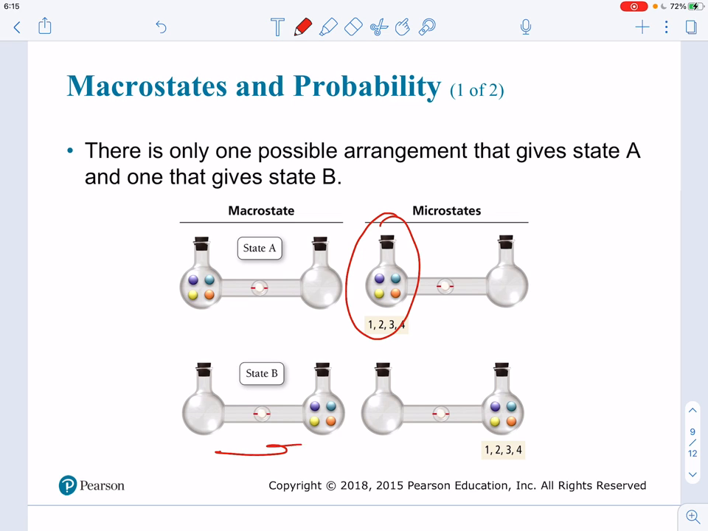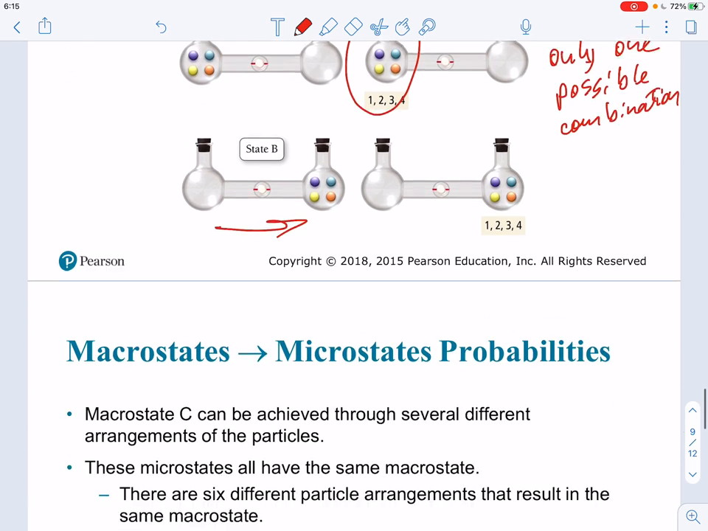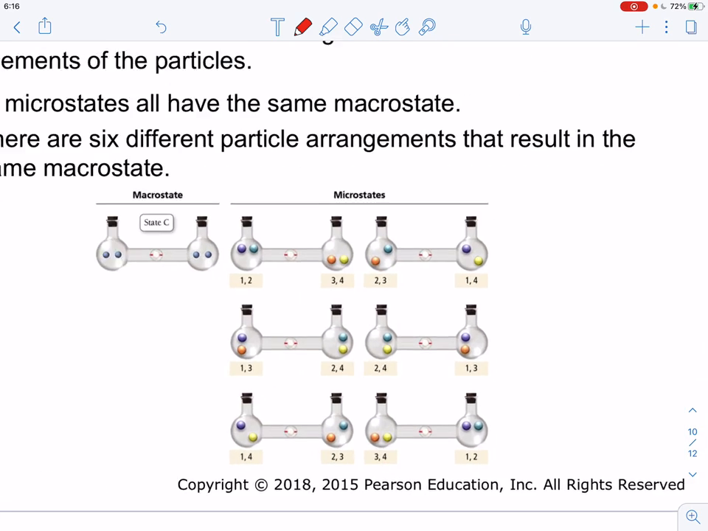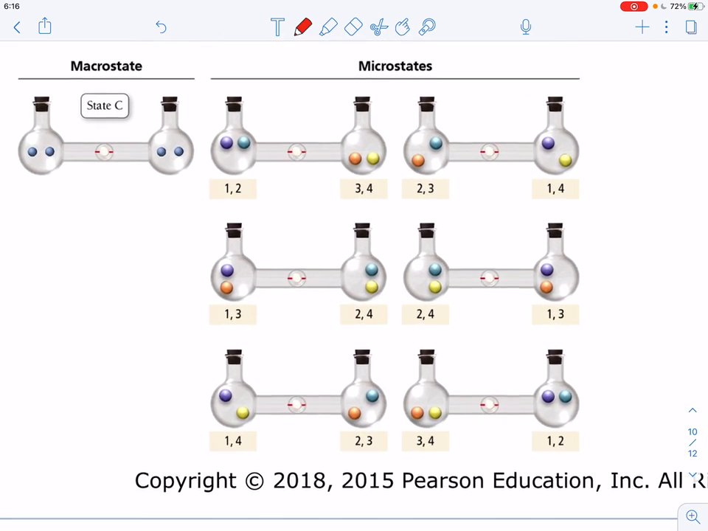And if they move to the other side, and you have all four molecules of gas there, then it's the same thing. There is only one possible combination, only one possible outcome if that's the result that you are observing. Now, in the other case, when you have 2 and 2, this is where things get interesting, and let's expand this a little bit.